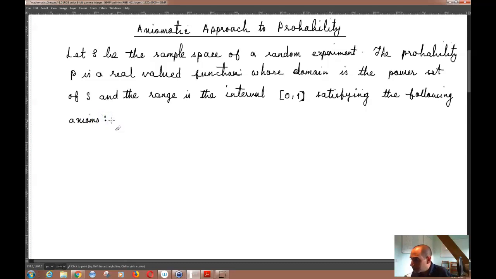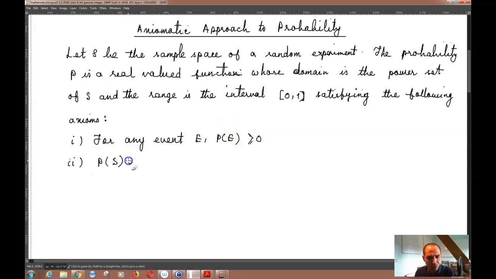So the axioms are: number one, for any event E, P of E is greater than or equal to 0. Number two, P of S is equal to 1, meaning that S being the sample space, P of S is equal to 1.